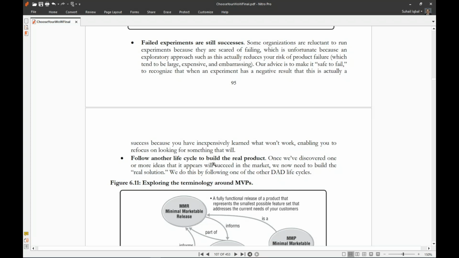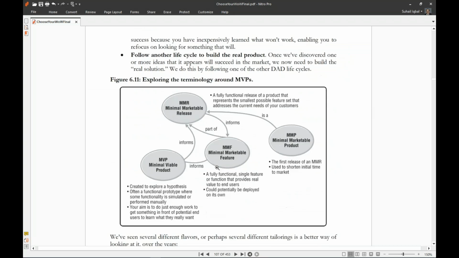is actually a success because you have inexpensively learned what won't work, enabling you to refocus on looking for something that will. Follow another life cycle to build the real product. Once we have discovered one or more ideas that it appears will succeed in the market, we now need to build this real solution. We do this by following one of the other DAD life cycles.